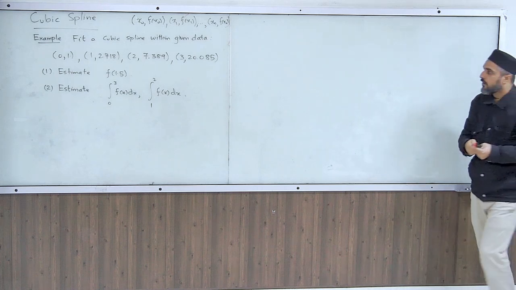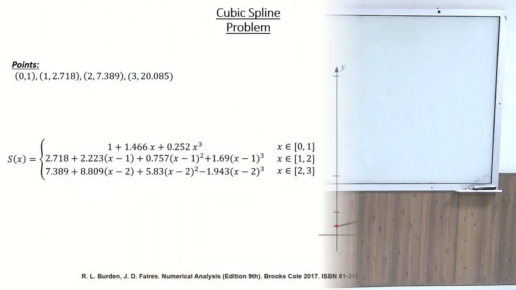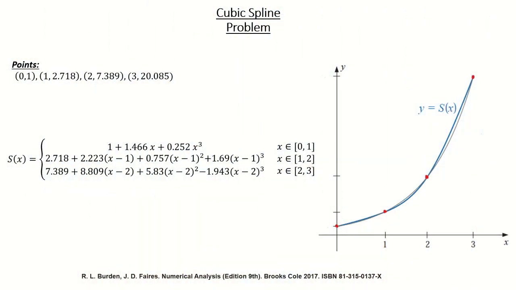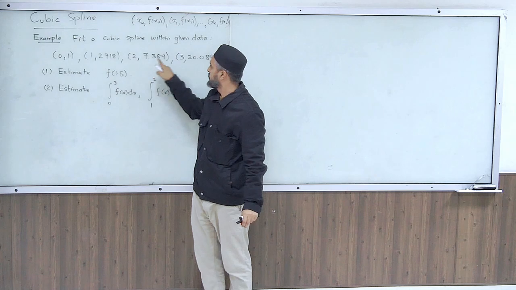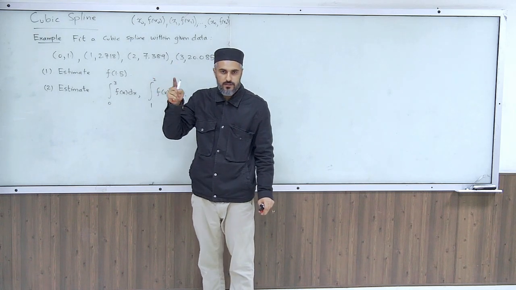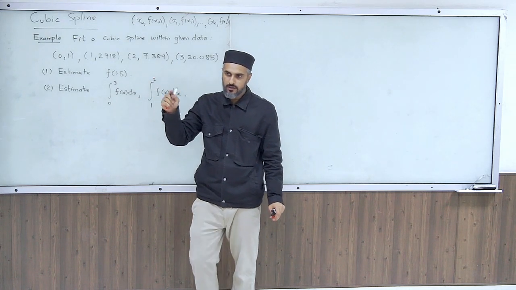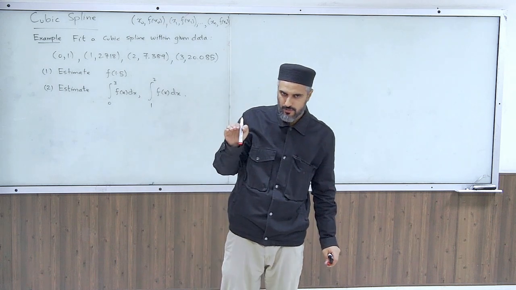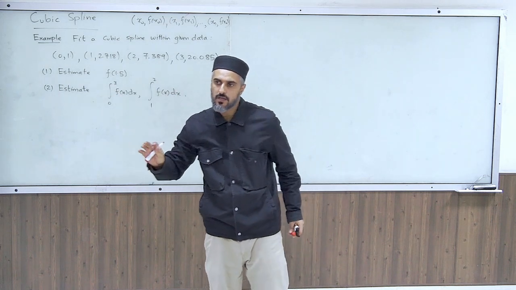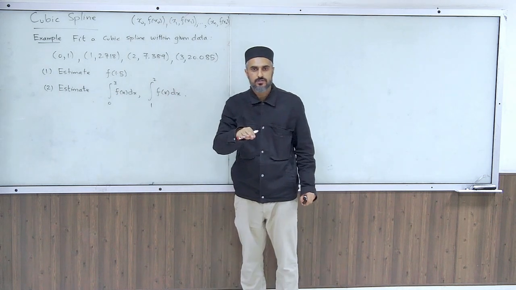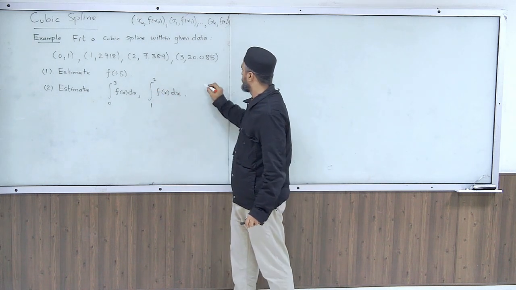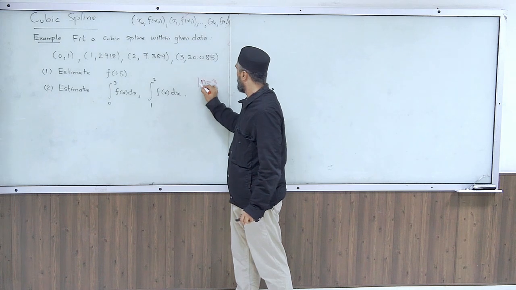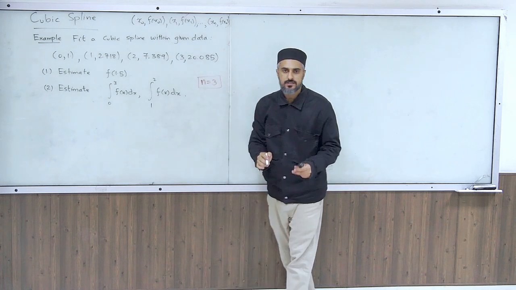Okay, how many points we have? 4. So there are 4 points, starting from x0, x1, x2, and x3. So the value of n is 3. The data points go x0, x1, x2, so on to xn, so if we start from x0, the value of n in this particular problem is 3. So we have n equals 3, and total points are 4.